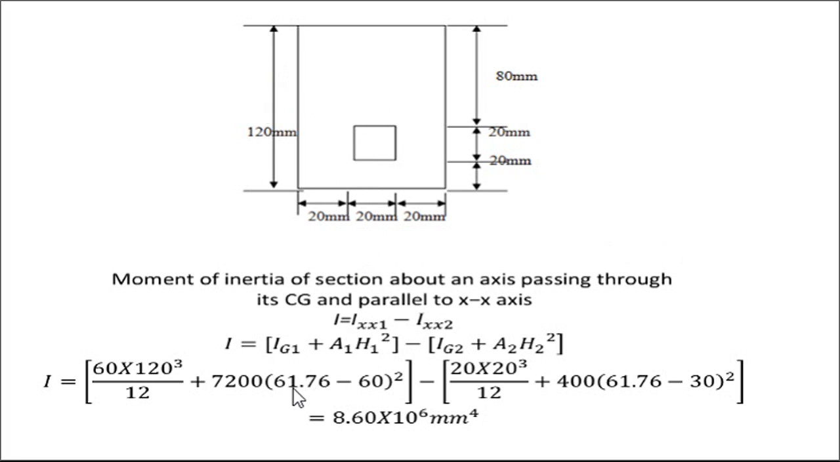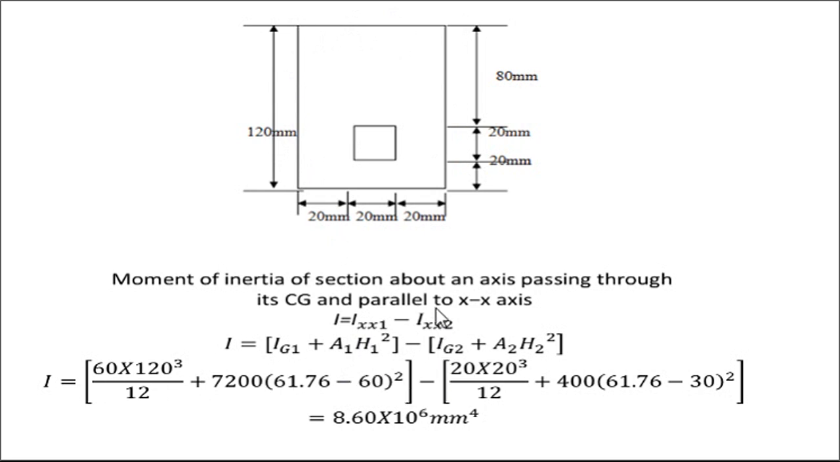Our neutral axis position is 61.76. If you take the difference, we will get the H value, the distance of the CG from the neutral axis. So this H1 is determined. You just remember this, how H1 and H2 are determined for each section. So we are determining for the larger exterior rectangular section of this beam. That's why it is the Ixx1 total formula.